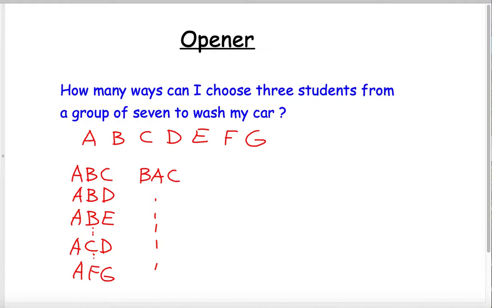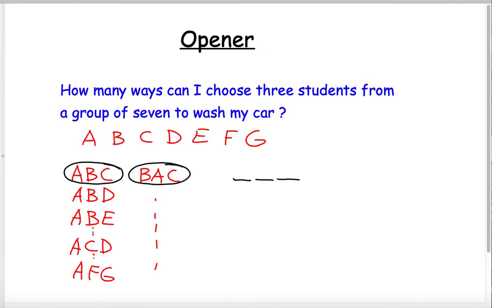But if you notice, if I started writing all these out, and I'd look at some of them, I'd say, wait a minute, I chose A, B, C, and I chose B, A, C. That's the same group of students. So there really isn't a different way or a different group. So how can we figure out the total here?